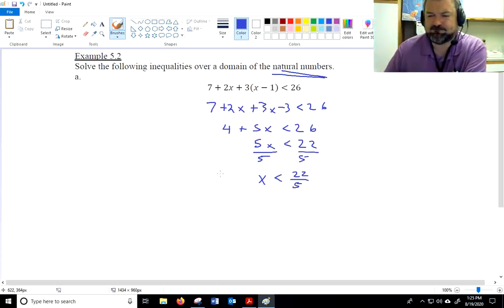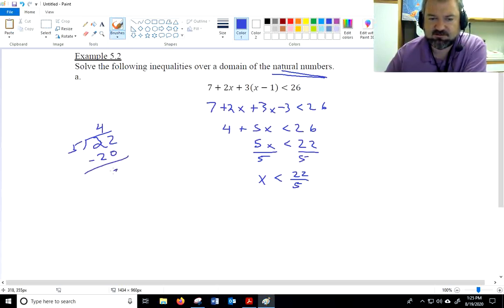Well, what is 22 fifths? You know, we don't usually like to put things in mixed numbers in math class, but this might actually help. So 22 divided by 5. 5 goes into 22 4 times. 4 times 5 is 20. So it's a 4 and 2 fifths. You know, that's what this number here is, okay?